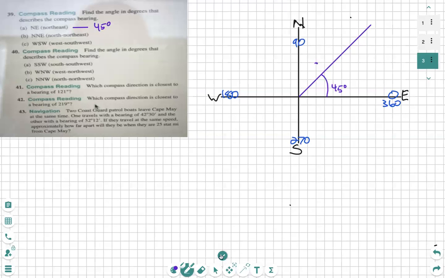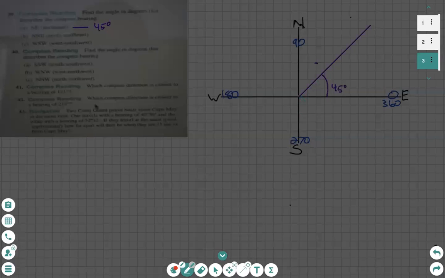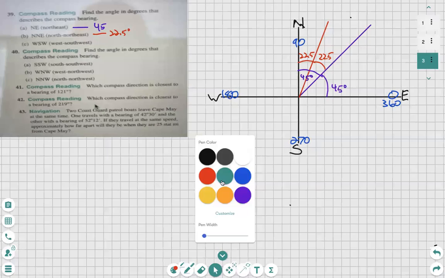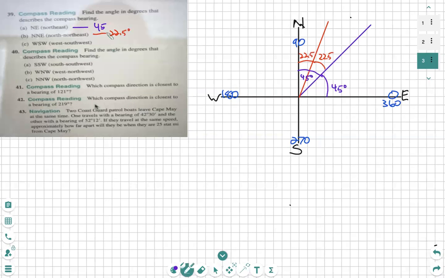Now north-northeast is going to be between northeast and north, right in the middle of those two. Because we just determined that this whole thing was 45, and we just cut it in half, we need to know that this is 45 divided by 2, which is 22.5. So we can see that north-northeast is 22.5 degrees. Let's make sure we get this degree symbol much smaller so we don't confuse it for a 0.